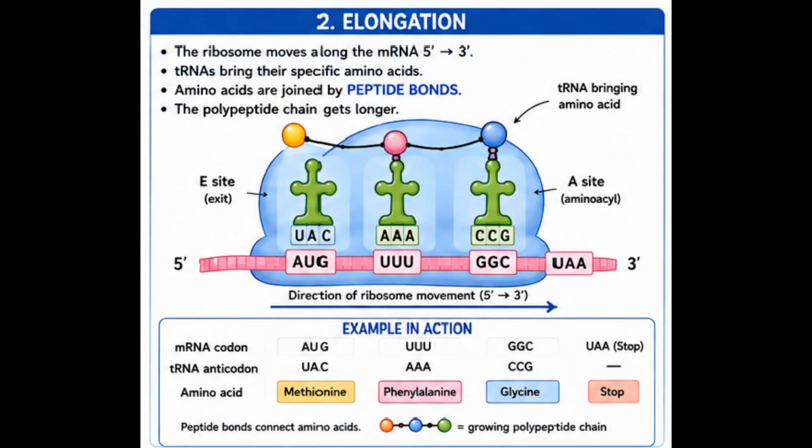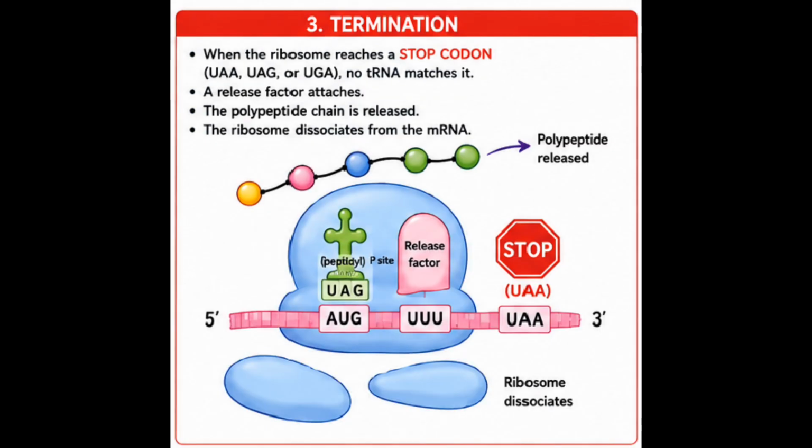The ribosome continues moving along the mRNA, and more tRNAs bring more amino acids. So the process is basically: codon is read, matching tRNA arrives, amino acid is added, peptide bond forms, protein chain gets longer. This continues until the ribosome reaches a stop codon.